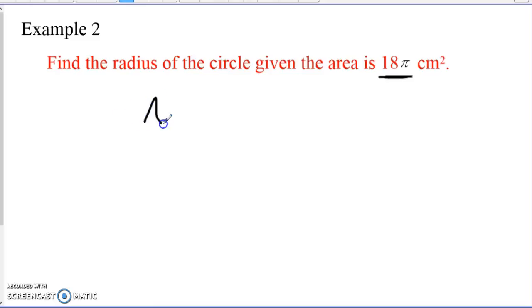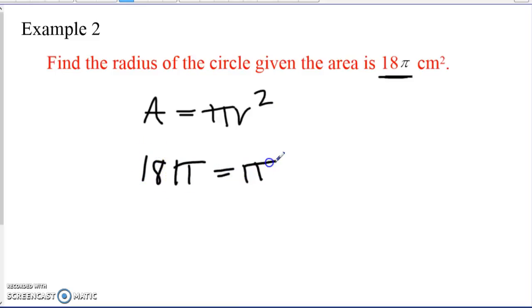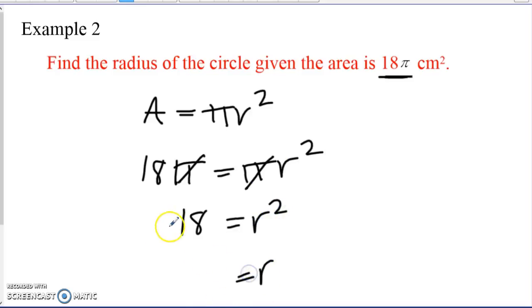The area, so area is pi r squared. The area is 18 pi, and it's pi r squared. So if there's pi on both sides, they're canceling. 18 equals r squared, and r is the square root of 18. So for now, the radius is 4.2.